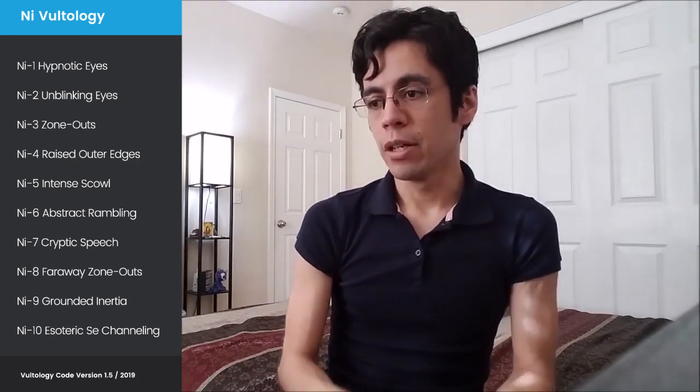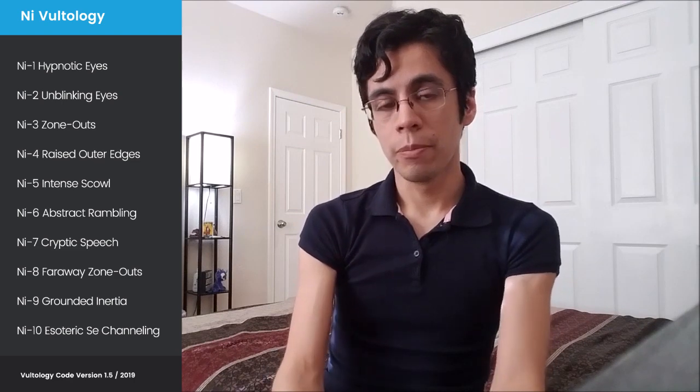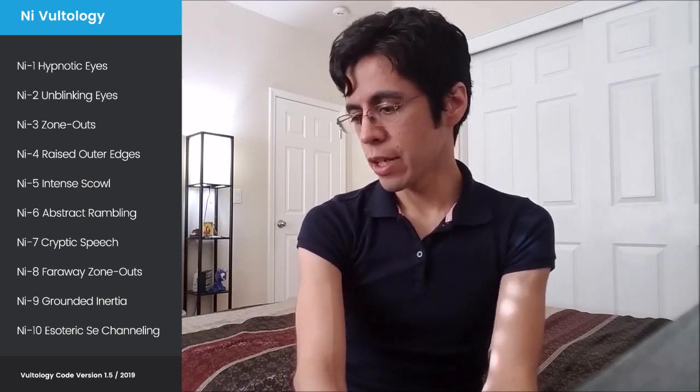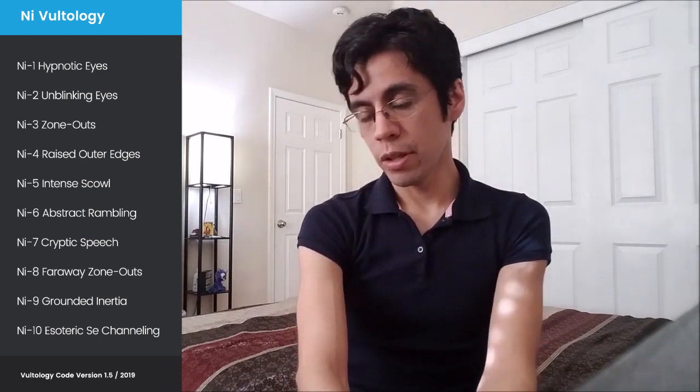NI7 is far away drifting zone outs. This is just the way that it is for NI, in that it's a variant of the PI diagonal eye drifts, except in this PI diagonal eye drift, it's with the zone outs, the zoned out eyes. This is a very similar signal to the zone outs in general, except the zone outs might happen as they're looking at you. They might just start to zone out. But in this case, they actually take the time to go off to the side. Their head moves, and then they zone out, and then they come back to you. So there's that back and forth.